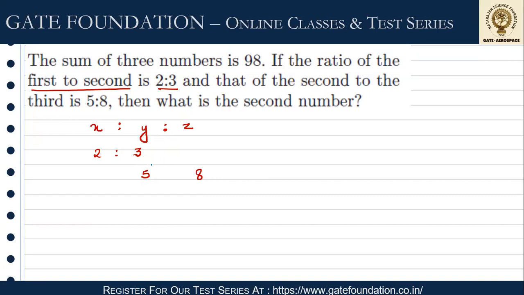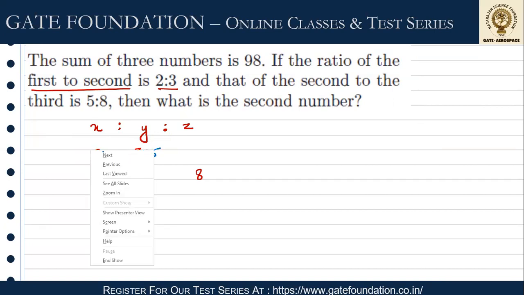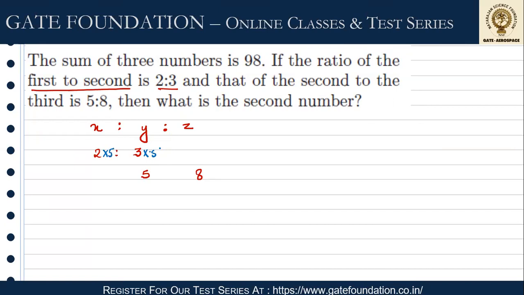Now, how you are going to make it? See, this is 3, this is 5. So, if I take the LCM, it will be 15. Now, if I want to make this 3 into 15, I need to multiply it by 5. This also will get multiplied because the ratio will also get multiplied by 5. Now, if I want to make this 5 into 15, I need to multiply it by 3. Now, if it is getting multiplied by 3, this will also get multiplied by 3. Right. Now, this is done.